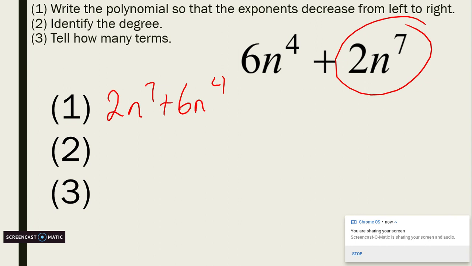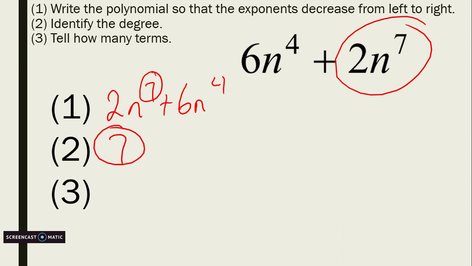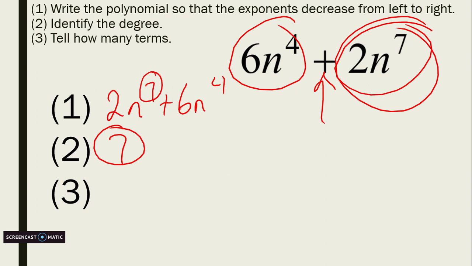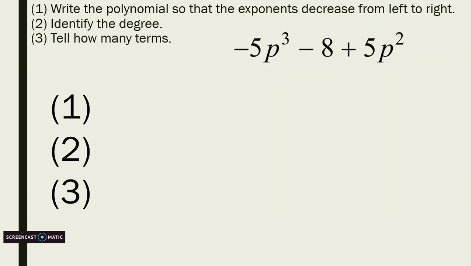Number 2 says to identify the degree. Remember, the degree is the degree of the highest term. And so since the highest exponent is 7, the degree of the polynomial is 7. And then tell how many terms. Terms are separated by addition or subtraction. And so there's one addition or subtraction sign. So there's one term here and there's another term here. So that gives us 2 terms.